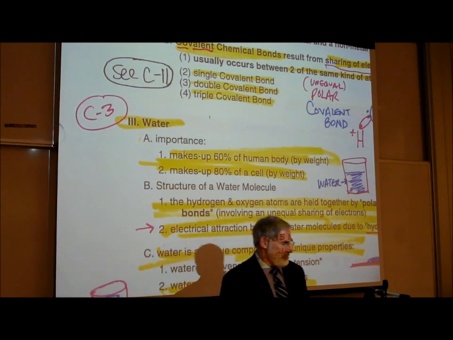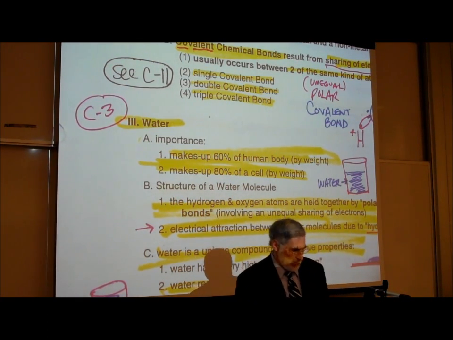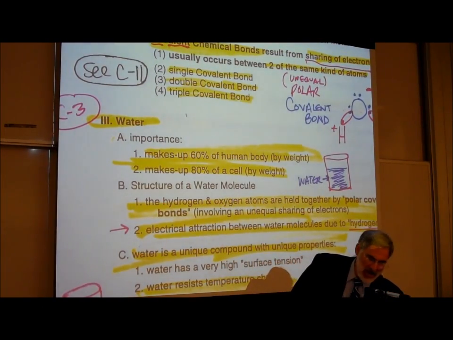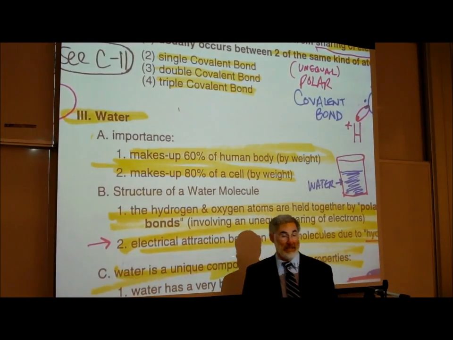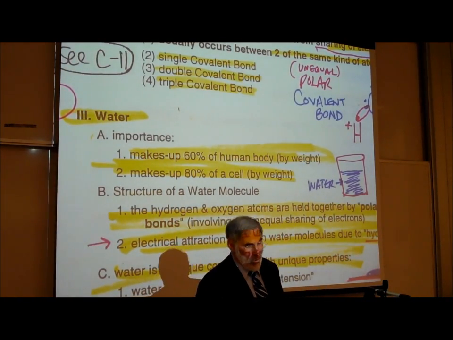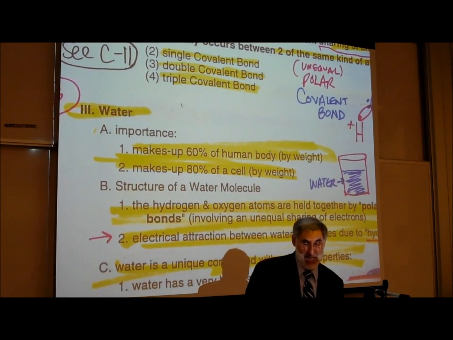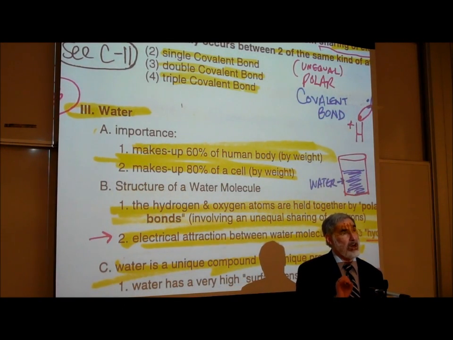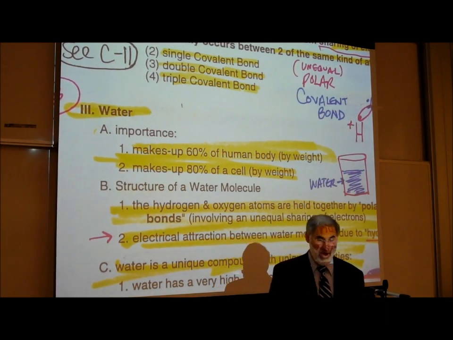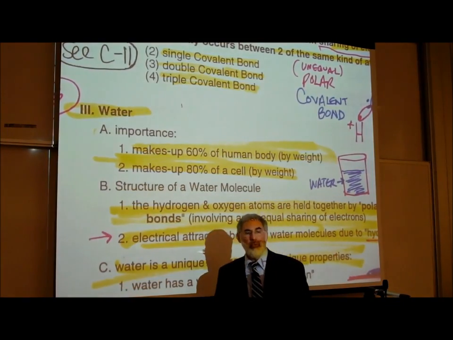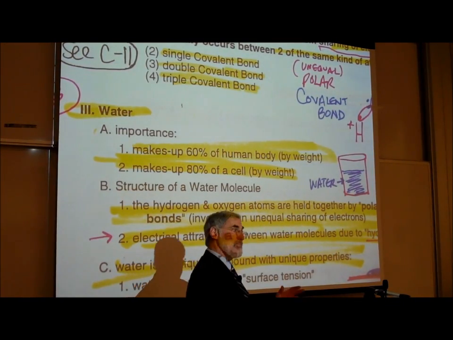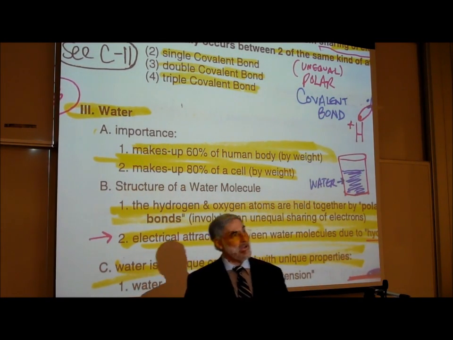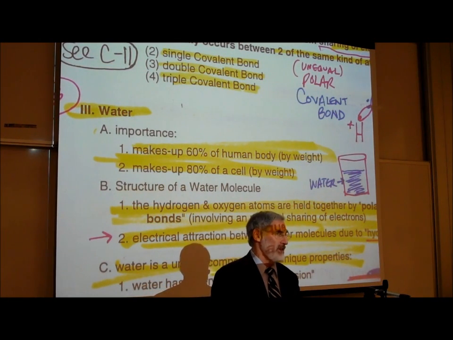Now, water is really important in terms of living things. Water makes up 60% of your body weight. So however much you weigh, 60% of your weight is water in all normal people. And at the cellular level, 80% of what's inside of a cell is water by weight. Water is so important in making up living things that we cannot imagine life existing anywhere in the universe if there's no water there.